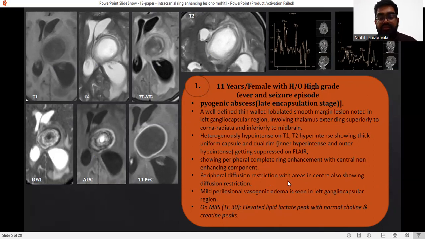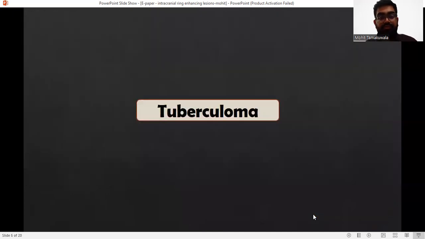Peripheral diffusion restriction with areas in the center also showing diffusion restriction. Mild perilesional vasogenic edema is seen in the left ganglio-capsular region. On MR spectroscopy, elevated lipid lactate peak with normal choline and creatine peaks is noted.